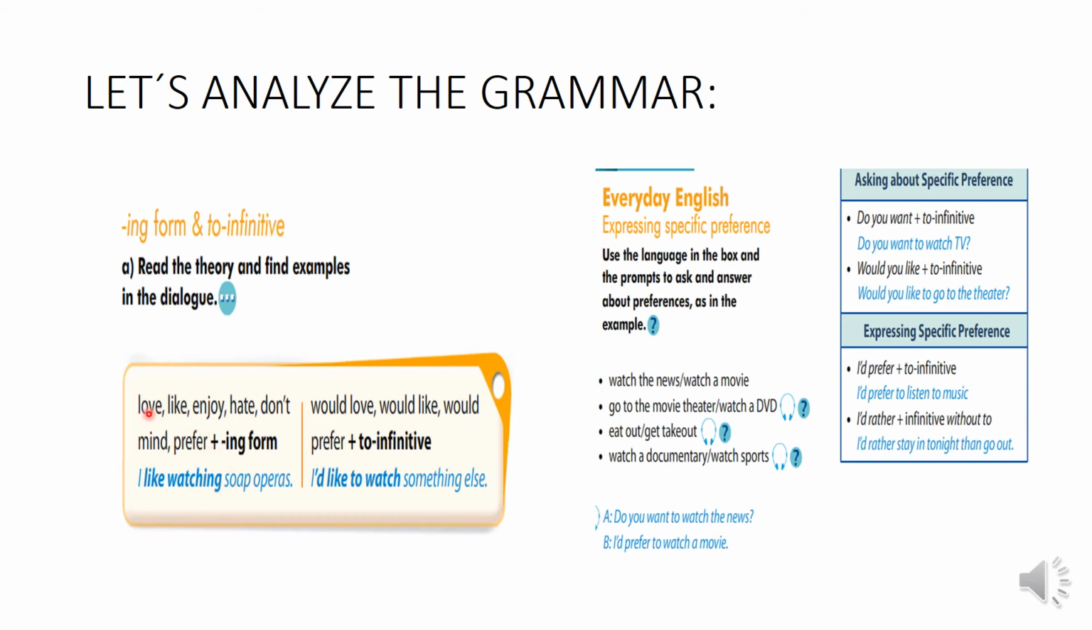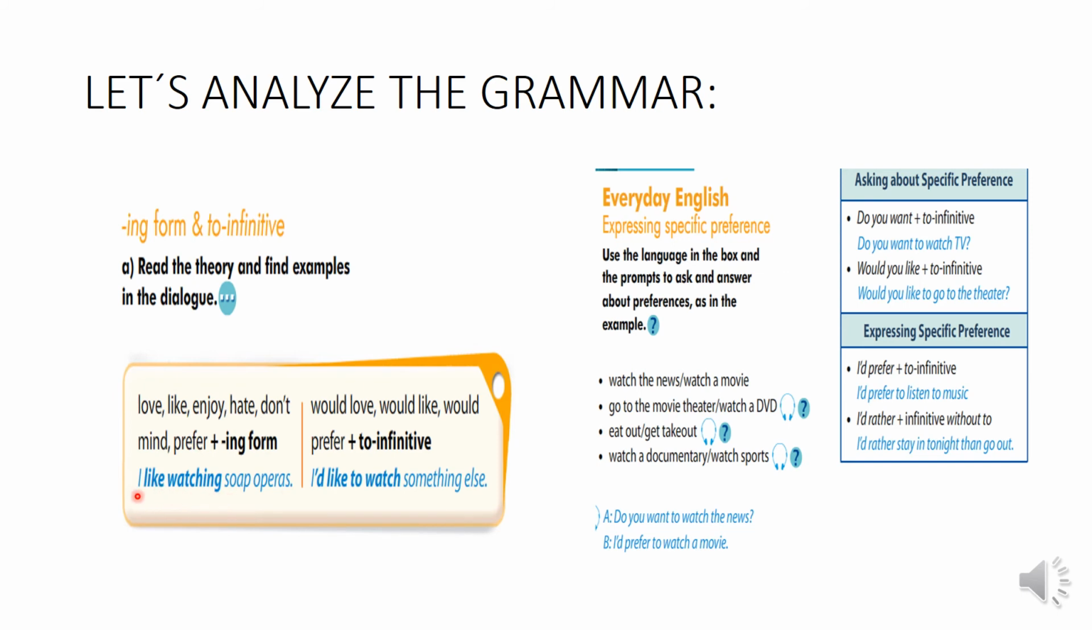When you want to express a hobby or something you like to do, or your preference, you have the opportunity to use these expressions, okay? You can use love, like, enjoy, hate. And if you want to express something you don't like, you can use the opposite ones. You can say don't mind, prefer. You have to use the ing form, like in the examples. Like is going to be followed by another verb, and this verb is going to use the ing form, okay? I like watching soap operas, or I like going to the stadium.